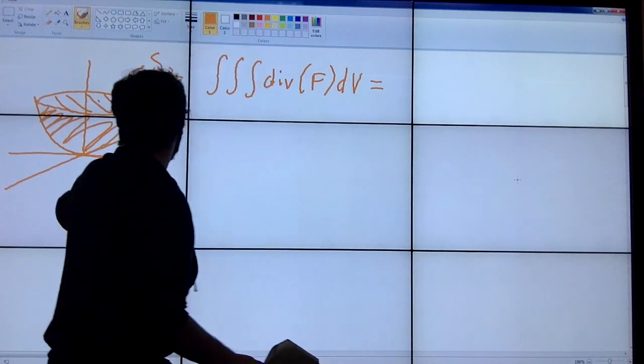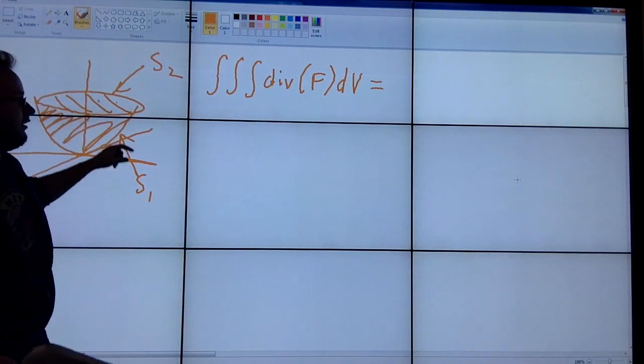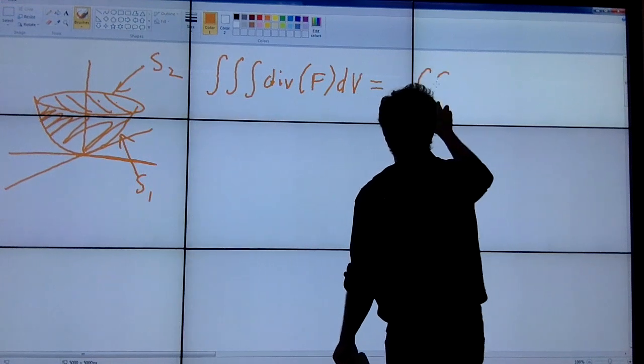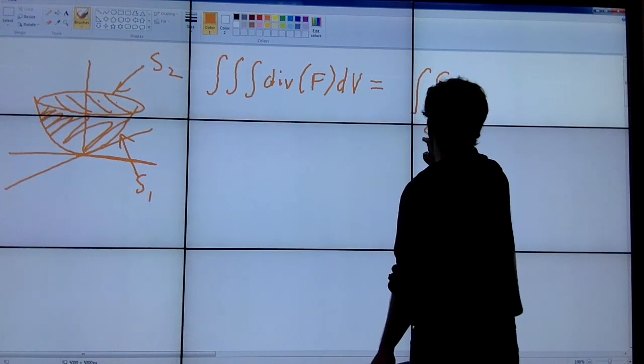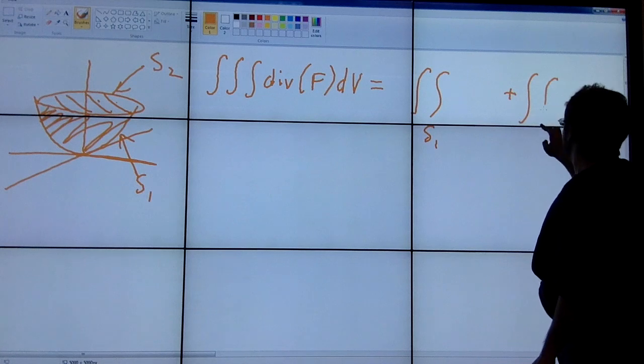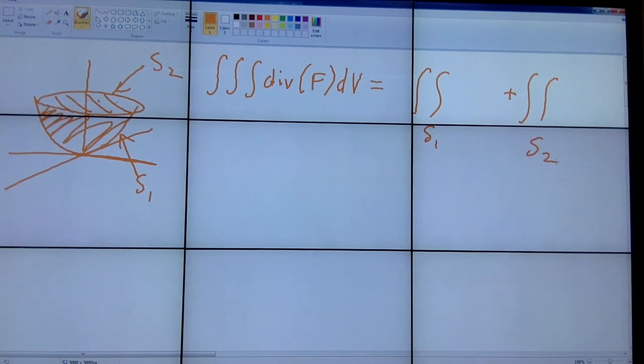It just means we have to compute the flux, that is F dot dS for this guy and F dot dS for this guy. So this is going to be S1 plus S2, and then F dot dS.